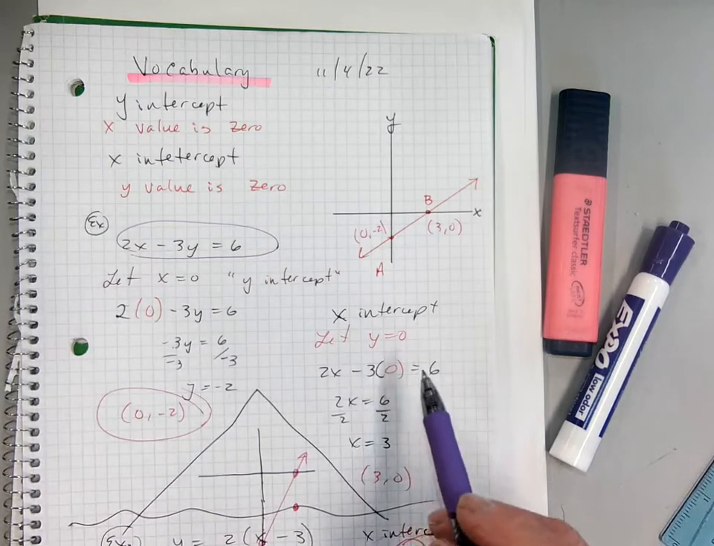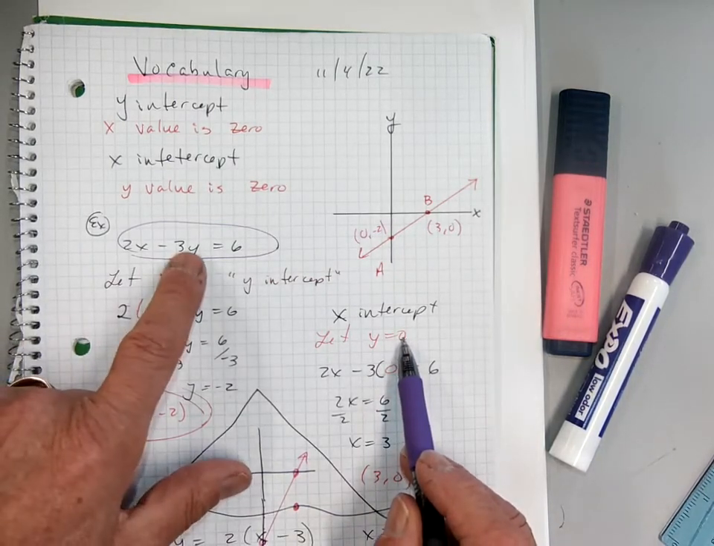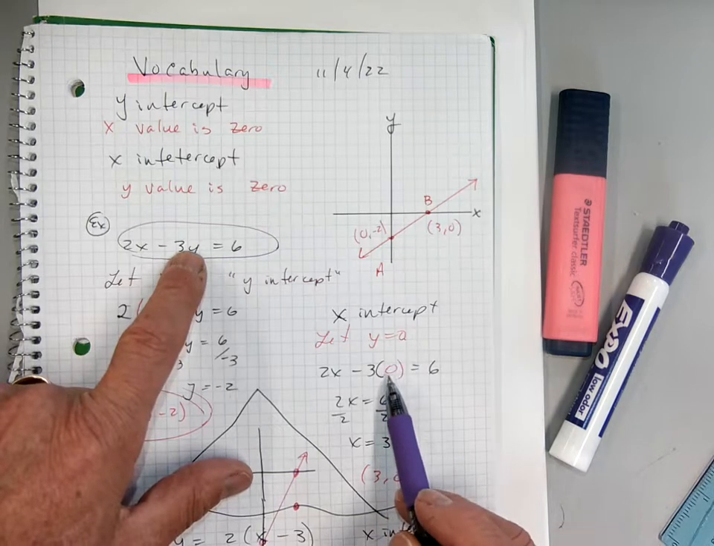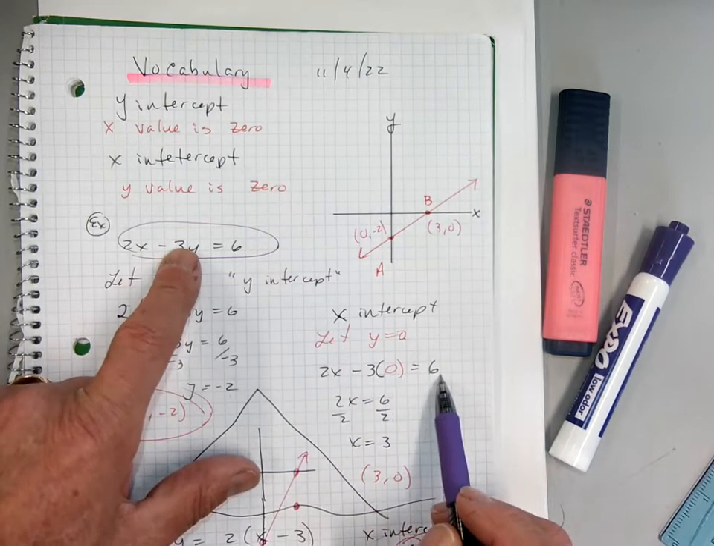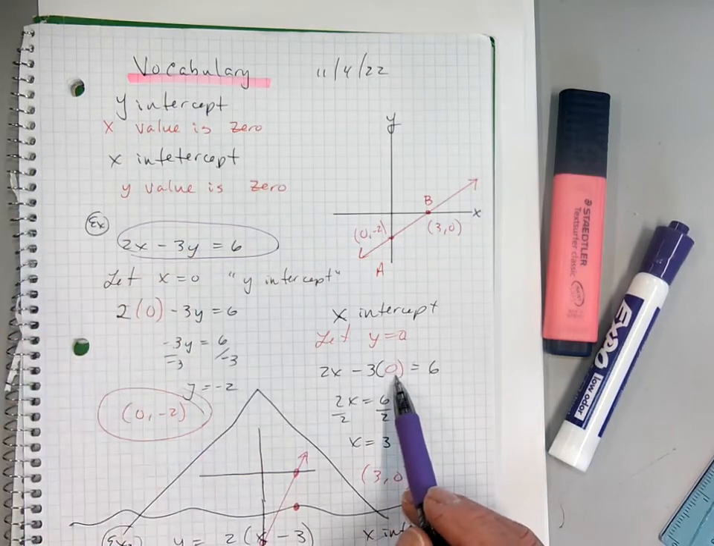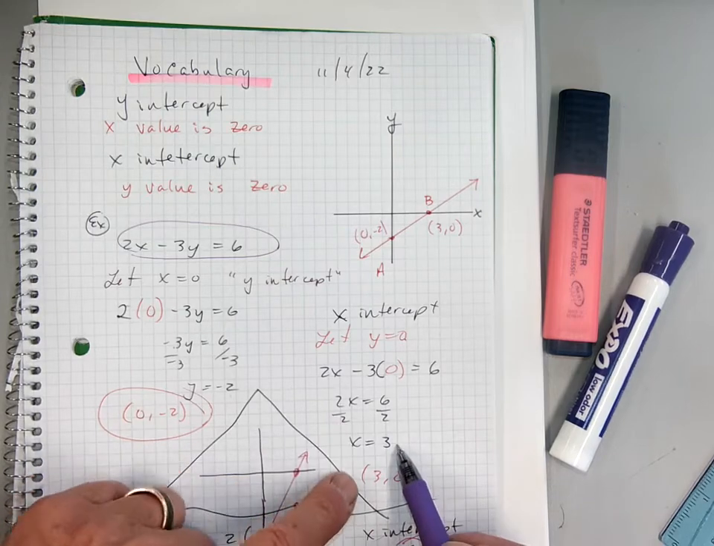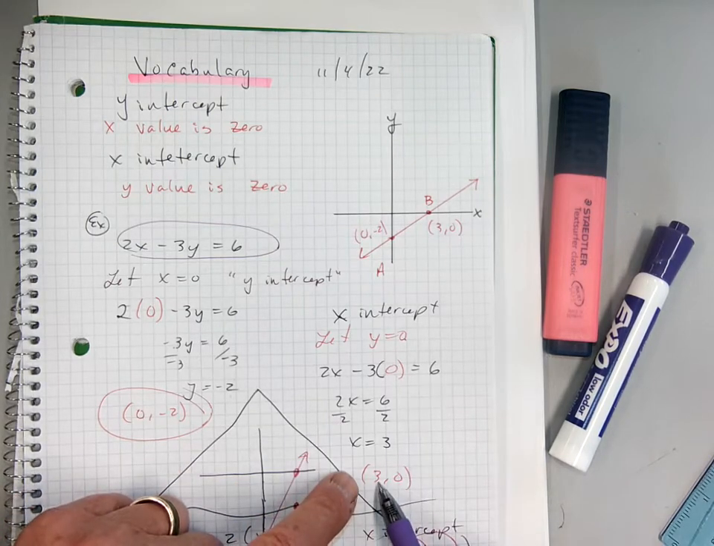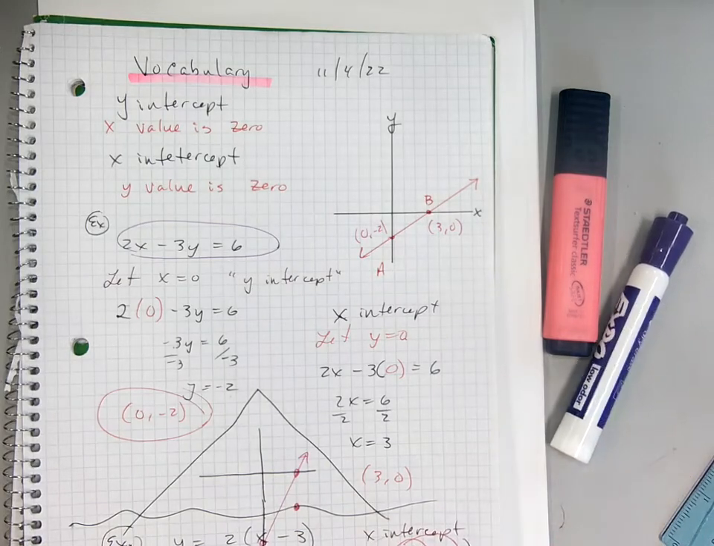And I talked about the x-intercept, and if I let y equal 0, so put 0 right there. So 0 goes right there, and I've got 2x minus 3 times 0 equals 6. Of course, 0 times anything is 0. So that's gone, and then I have 2x equals 6, divide by 2, and I get 3. So then I have a point at (3, 0). That's the x-intercept, okay?